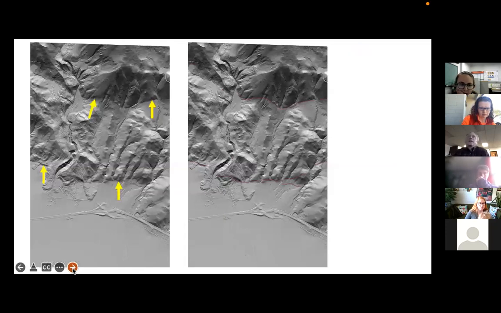So uninterpreted on the left and interpreted on the right. The yellow arrows are pointing to geomorphic features. So down here at the bottom left, this arrow, we have sort of an offset Quaternary landform. There's a nice scarp going across this Quaternary landform.